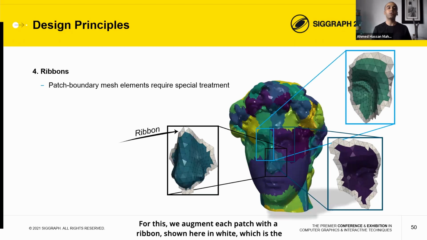For this, we augment each batch with the ribbon shown here in white, which is the union of the one ring of the batch's boundary vertices. And this becomes part of the batch information. This will lead to a moderate increase in memory usage per batch, while significantly increasing the locality. This increase in memory is justified since we have picked a very compact representation for the batches.